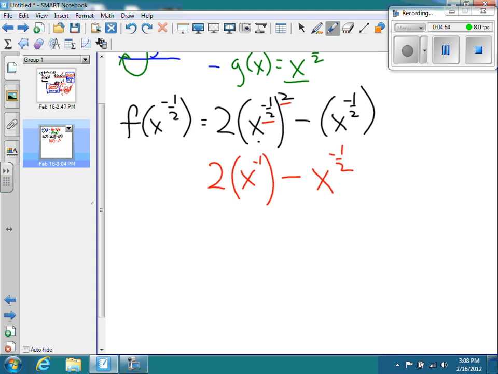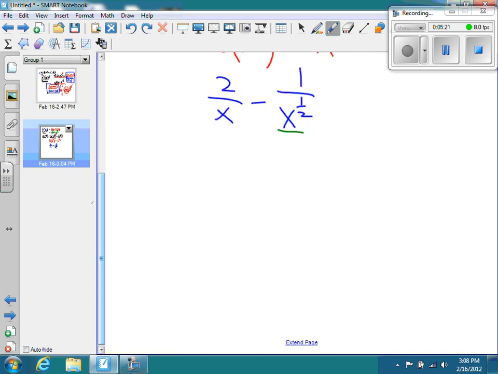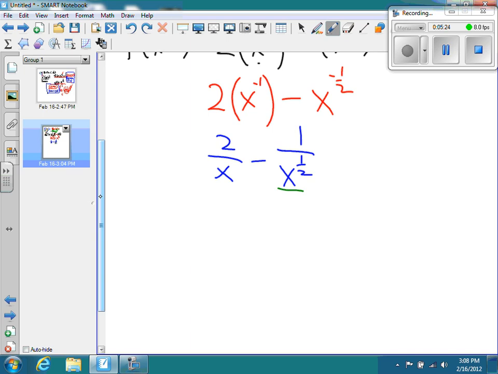So this is giving me 2 over x minus 1 over x to the 1/2. Are we okay with that? Well, I have a radical in my denominator right here, and I don't like that, because x to the minus 1/2 is the same as 1 over the square root of x. So what I'm going to do is multiply this term times x to the 1/2 over x to the 1/2, because that is equal to 1, and I can do that.